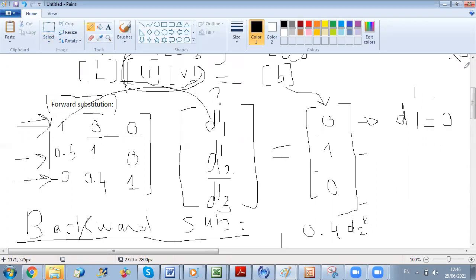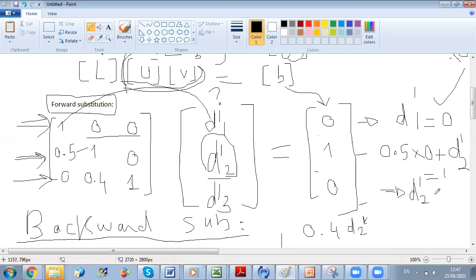So we are done with D prime 1. Now we move to D prime 2. For D prime 2, we use the second equation. We have 0.5 times D prime 1, but since D prime 1 is 0, this is 0, plus 1 times D prime 2 equals 1. So this gives us that D prime 2 is equal to 1, and we are done with the second unknown.